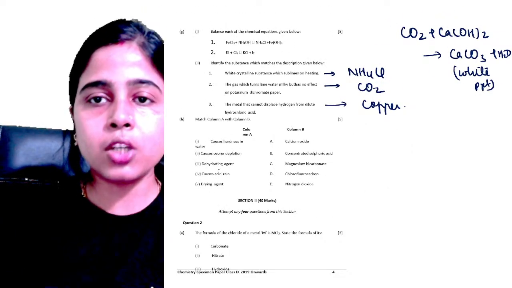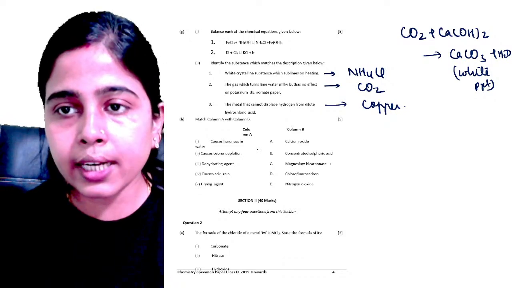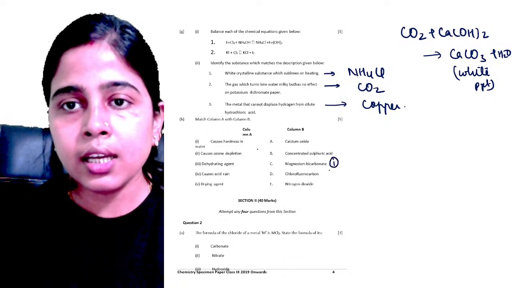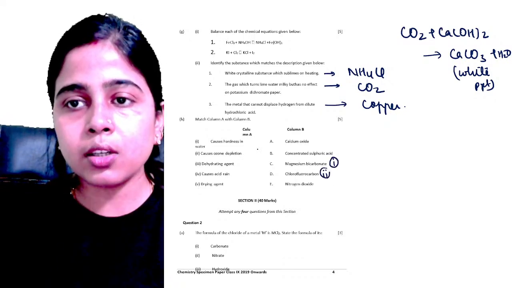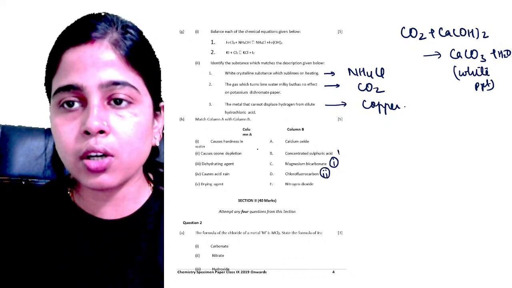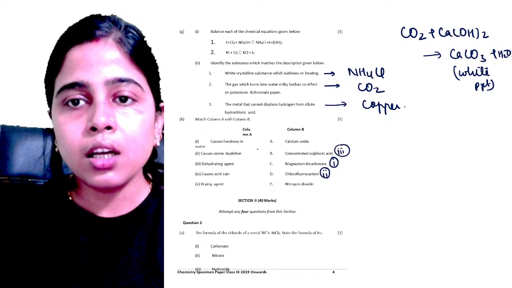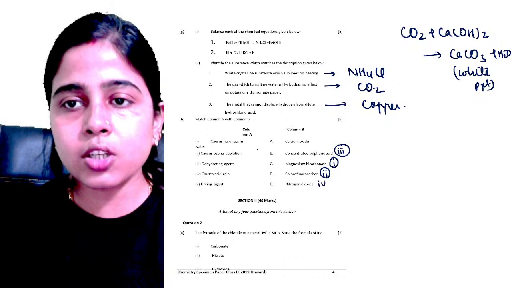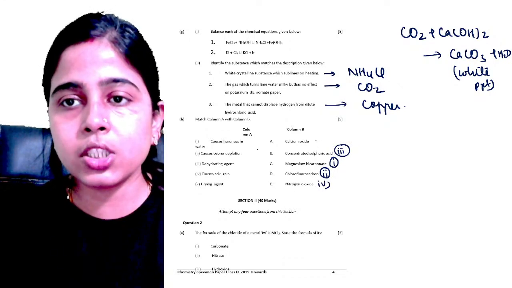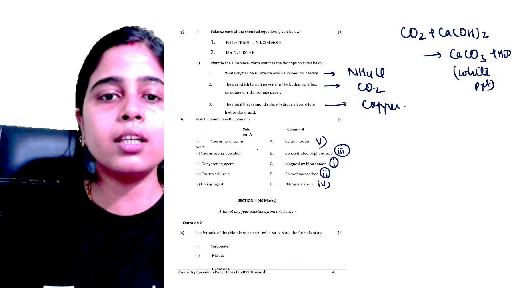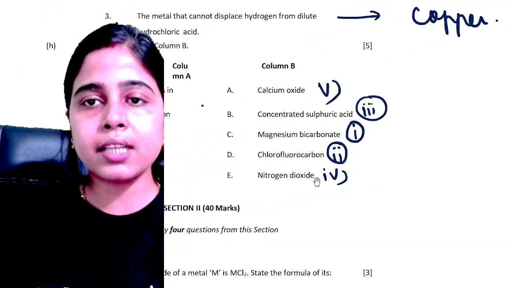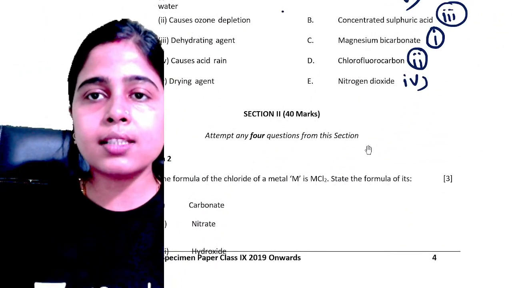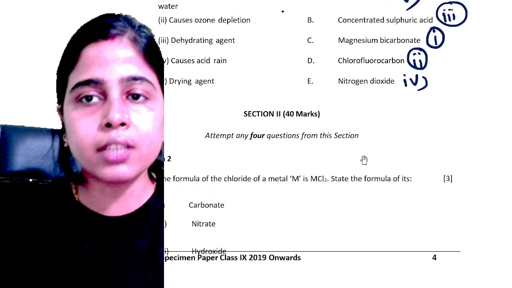So in matching, causes hardness in water is number one, this one. Causes ozone depletion, chlorofluorocarbon. Dehydrating agent, concentrated sulfuric acid. Causes acid rain, this is nitrogen dioxide. Drying agent is calcium oxide. Okay. So yes, absolutely correct, everyone. Let's try to answer section 2. So this was all about your section 1.